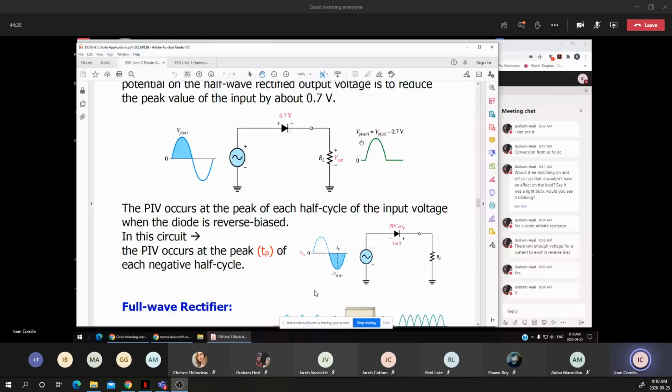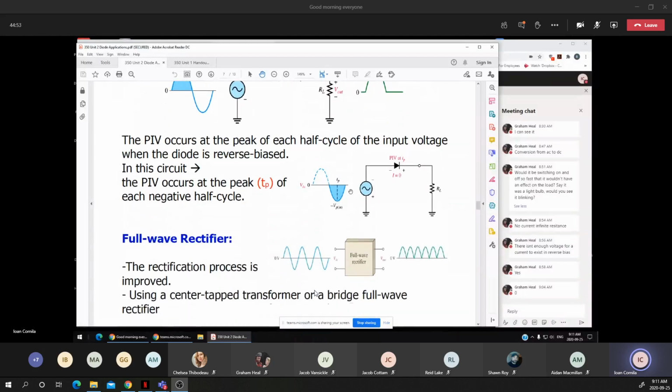If we know the peak voltage, we can find the peak current. The peak current through the diode is equal to the peak current through the load, being a series type circuit. Remember the rules for series and parallel type circuits. Again, the diode is in reverse bias, and that's the peak inverse voltage, or the PIV.